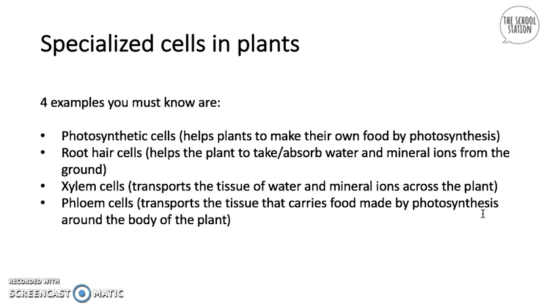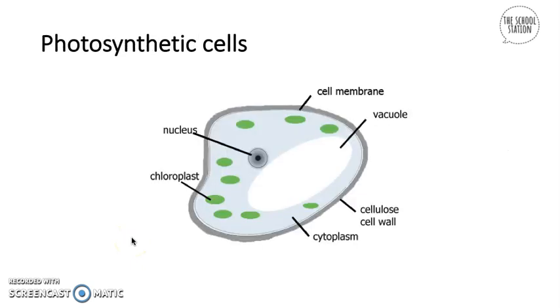So what they do is that the xylem cells carry the water and mineral ions, but the phloem cells carry the food made by photosynthesis, and again, they carry it all around the plant. So now we're going to go on to the specific cells and their features.